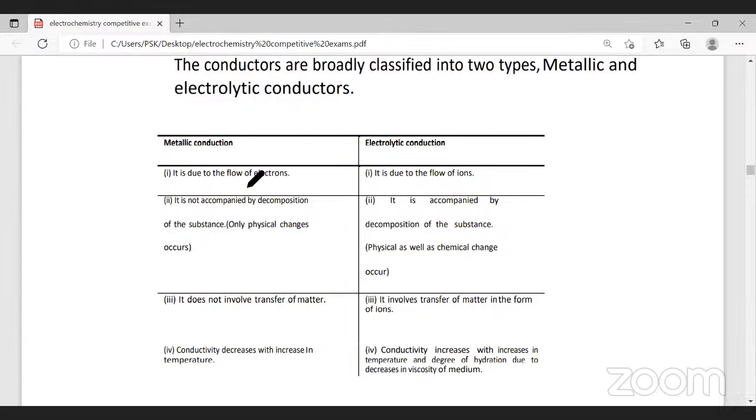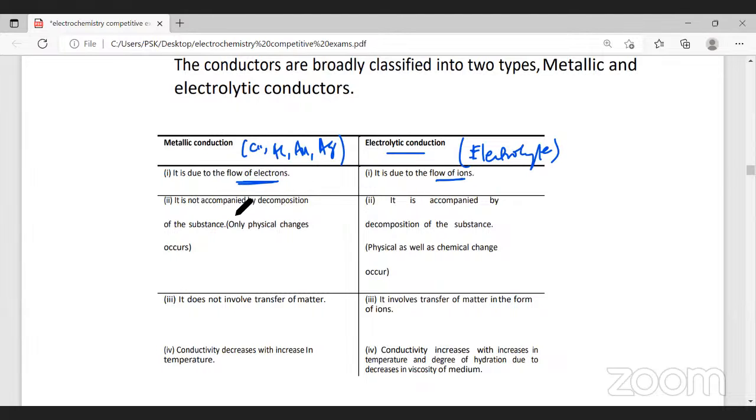Metallic conduction is due to the flow of electrons. Metallic conductors means metals which can conduct electricity like copper, aluminium, gold, silver. All these are metallic conductors. Now, electrolytic conduction means electrolytes in solution state. Conductivity in solution state is called electrolytic conductor. In case of metals, the current is carried due to the flow of electrons. In case of an electrolyte, the current is due to the flow of ions.